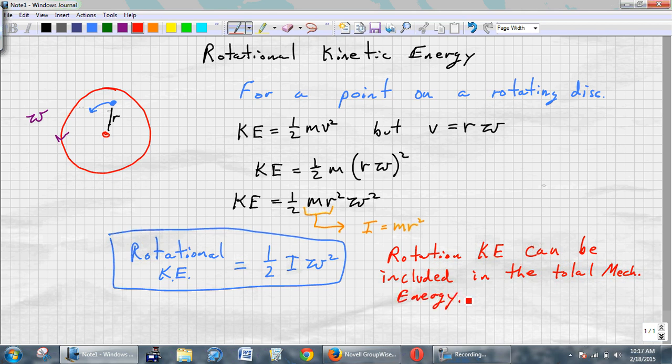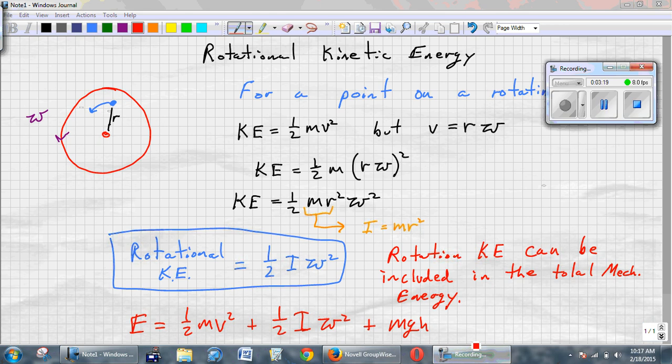And what we get is that our total mechanical energy is going to be equal to 1/2 mv squared. That's the object's translational kinetic energy, plus the rotational kinetic energy, plus the gravitational potential energy. So rotational kinetic energy is just another portion of our energy that we have to be concerned with.